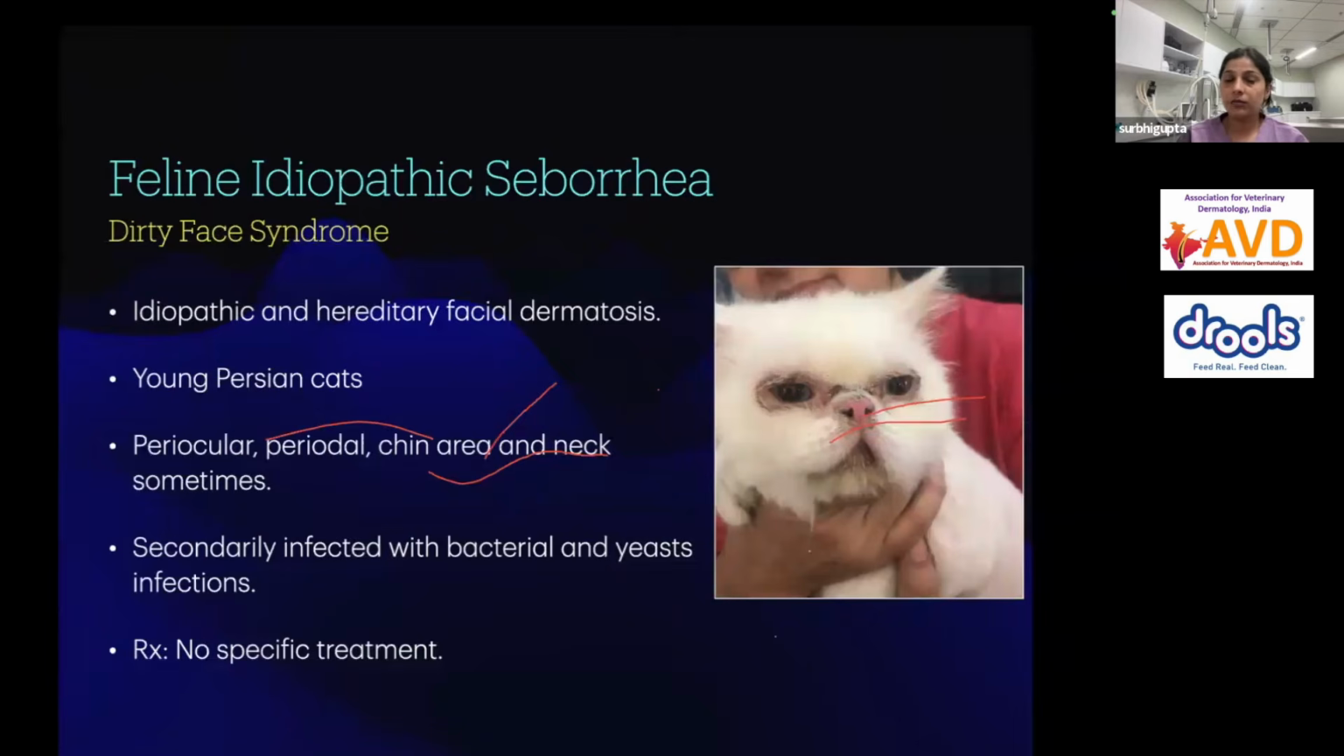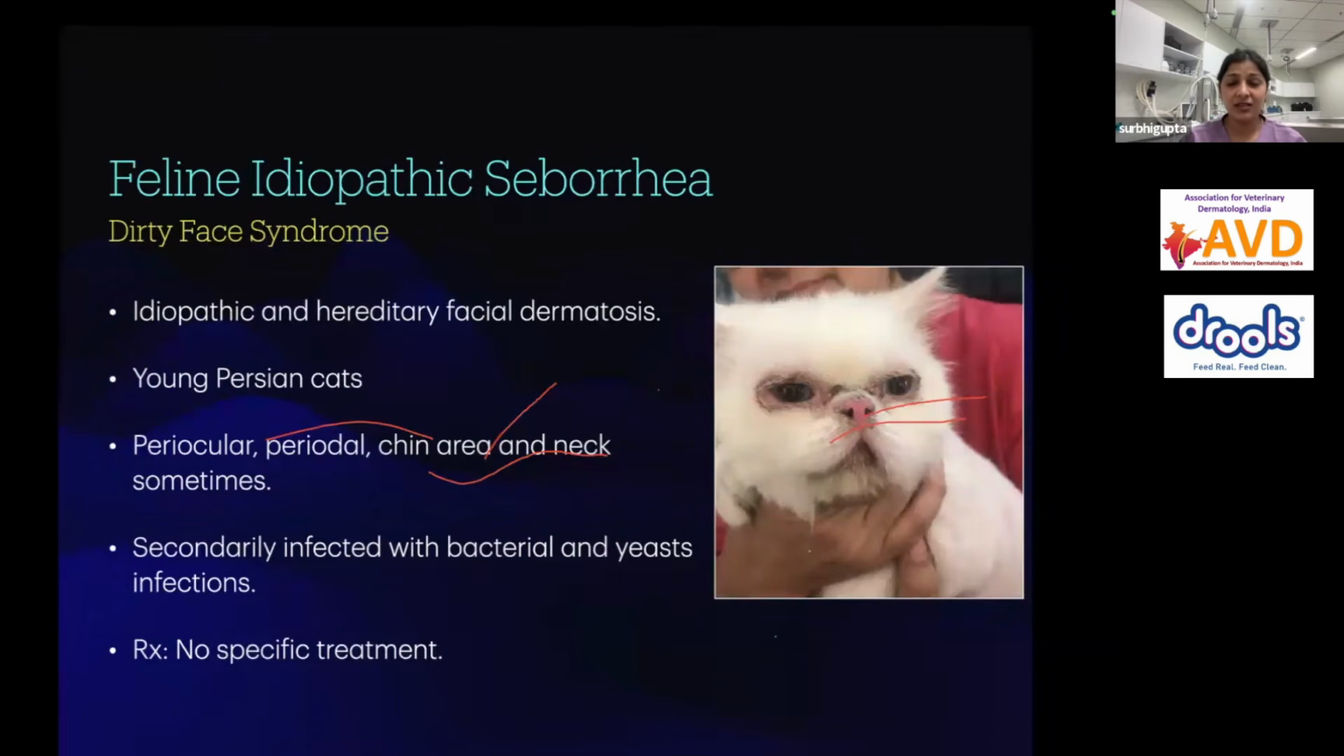Another condition, which I have seen multiple times, so I think it is commonly seen, is feline idiopathic seborrhea, that is dirty face syndrome. This condition is basically idiopathic. Nobody knows why this happens, and it happens particularly in young Persian breeds, that the ocular, peri-nasal lesions, the skin around that particular area is moist, scales come, and it becomes infected, and it is generally known as dirty face syndrome.